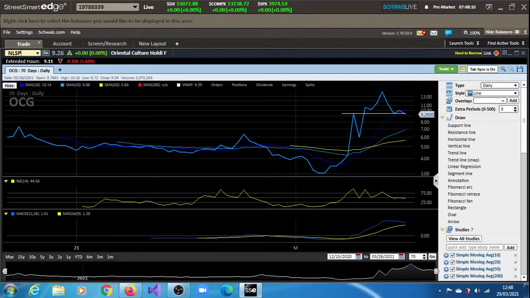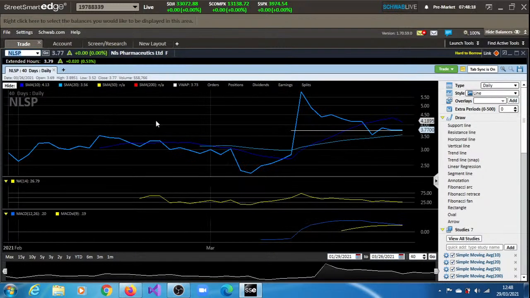NLSP is NLS Pharmaceuticals. It's slightly up in the pre-market, up 0.53%. We can also see this is a daily chart, and very much like that of the other stock we saw, OCG, it's trading below its 10-day trend line, and also trading at the same level as its volume weighted average price.